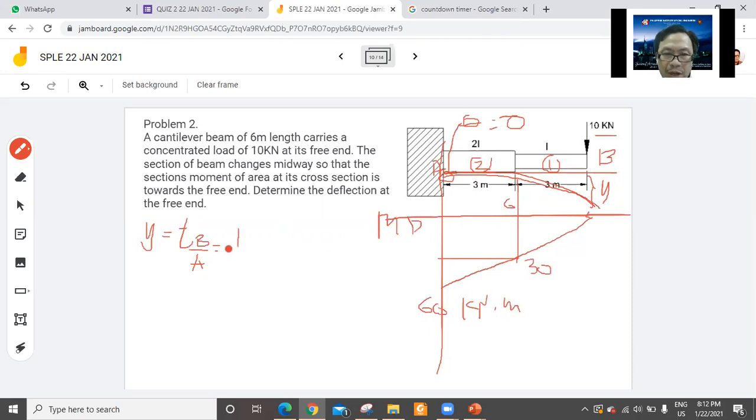You have 1 over EI. Okay? What is the area for number 1 here? It's just the area of the triangle, the height. So we have your first 1/2 times the height is 30. The height is 30. And then this is 3. Okay? Ayan, 3 yan. What else? Ito, multiply pa pala ng centroid coming from B.